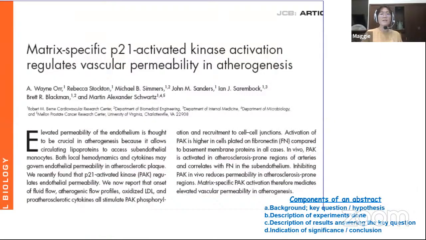So this one is the example. Maybe spend 1 minute to read it. Okay, 1 minute to read this manuscript.